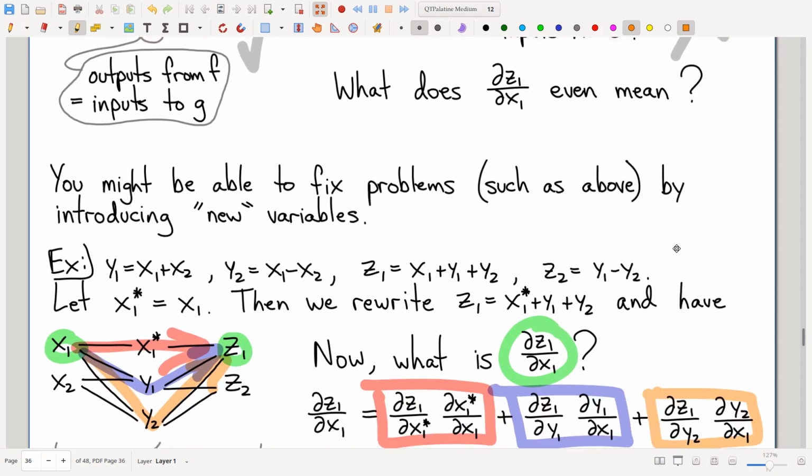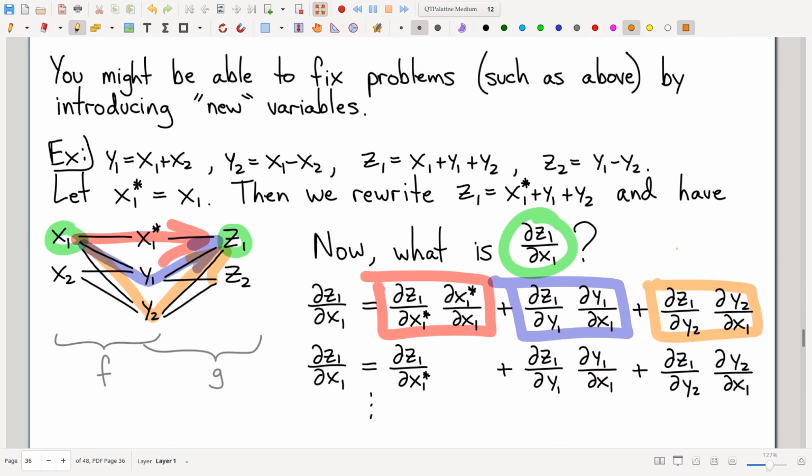Now, is it legal? Did I change anything? Kind of, in some sense. But look, if z1 is x1 star plus y1 plus y2, but x1 star is x1, it's really the same equation. The actual values of z1 aren't going to change as a consequence of it. The actual values of any of the variables are not really going to change. So I've basically tweaked and created a new model that describes all the same variables, but that obeys my rules. Is that cool?